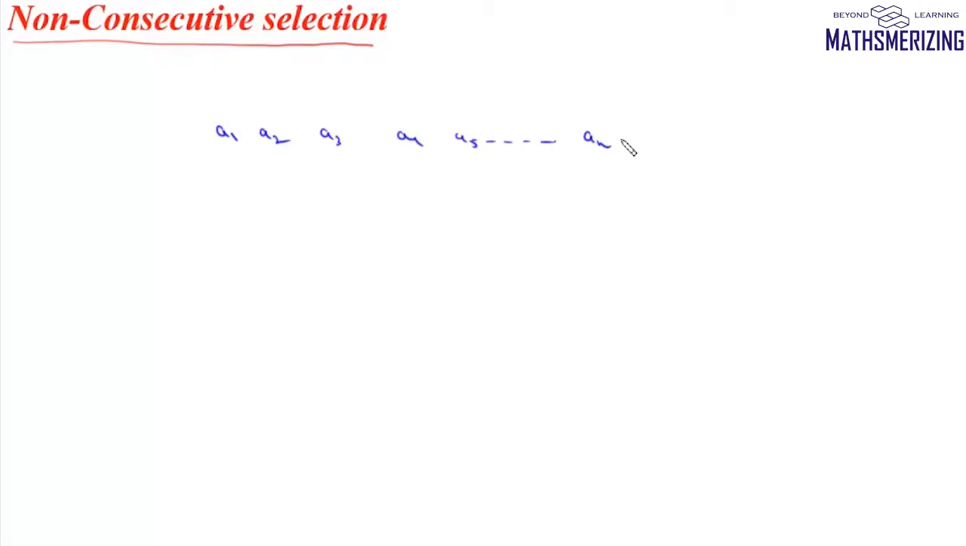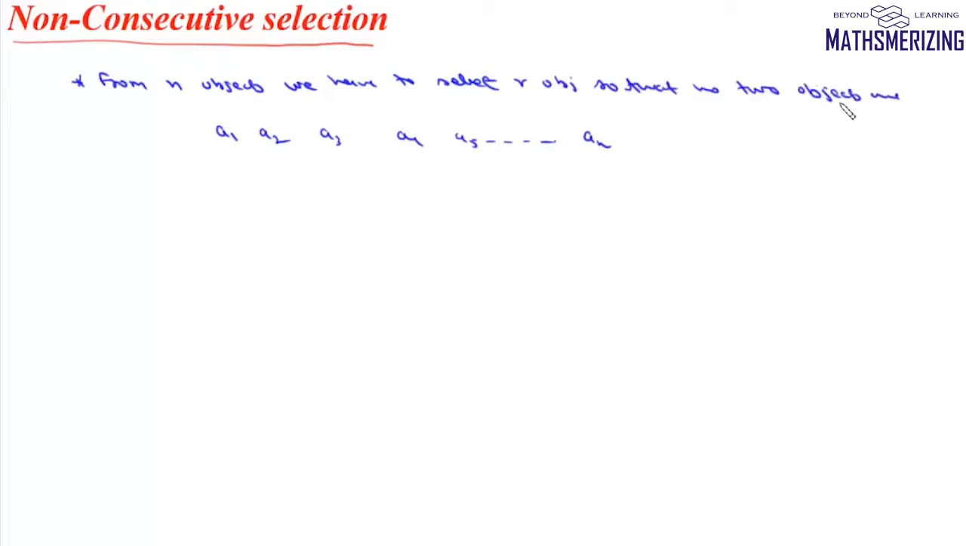Now from these n objects, we have to select R objects so that no two objects are consecutive. So the problem is, from n objects, we have to select R objects so that no two objects are consecutive. So we call this non-consecutive selection.